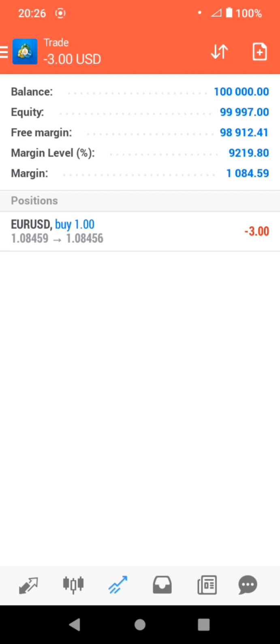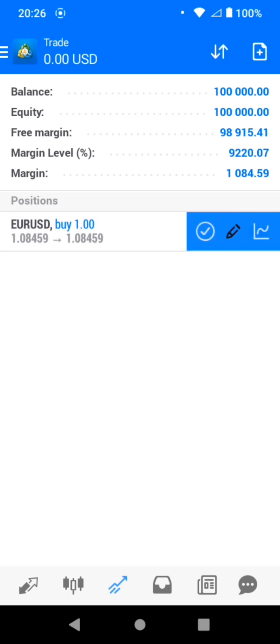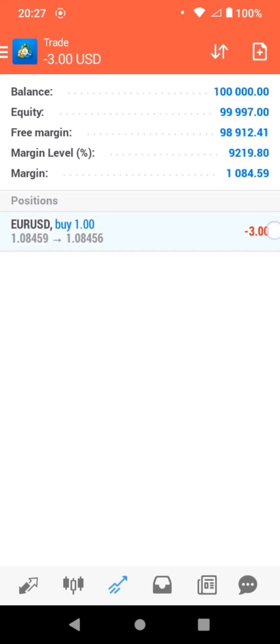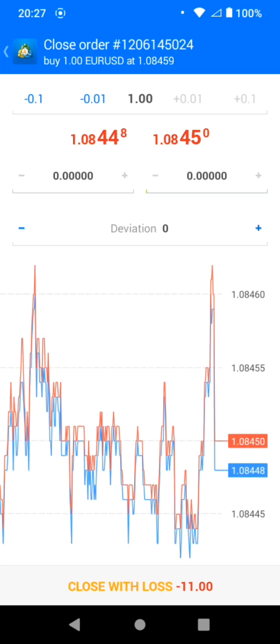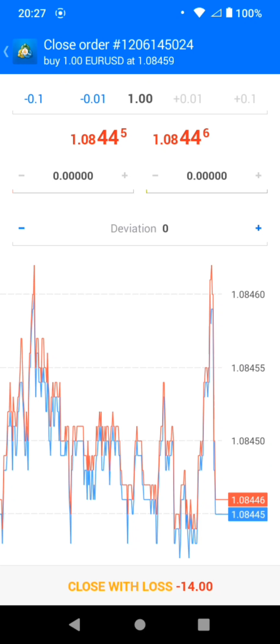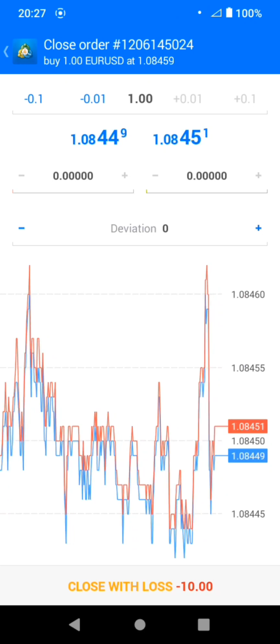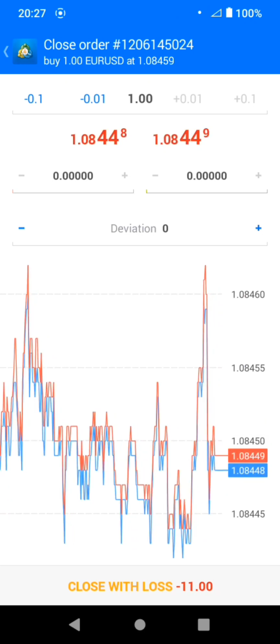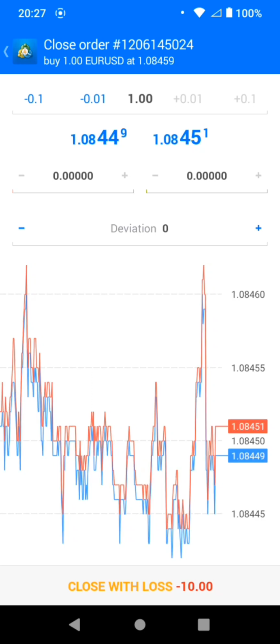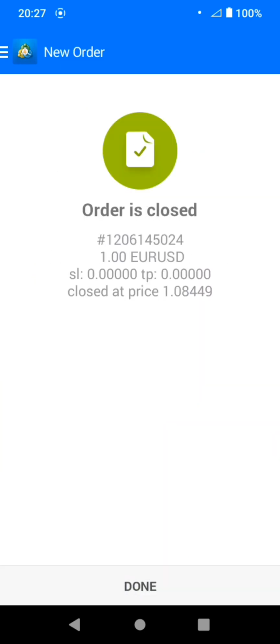Now if you want to close the trade, you can just swipe like this. Let me do it again. Swipe to your left. You are going to see three icons. The first one with the circle is where you just press, and you close your trade. Now we have closed the trade.